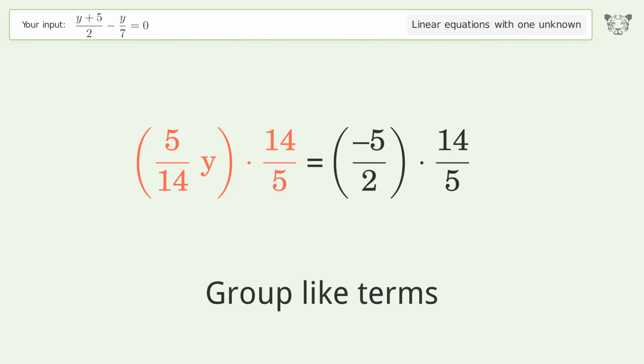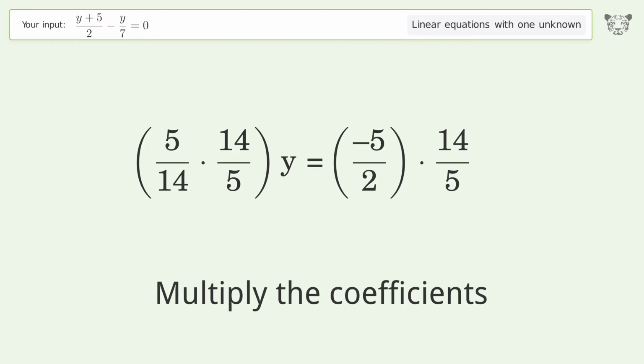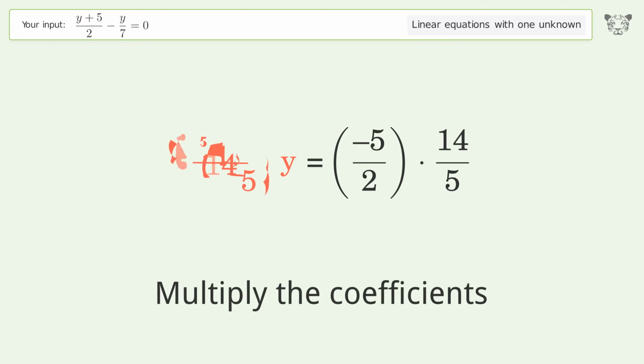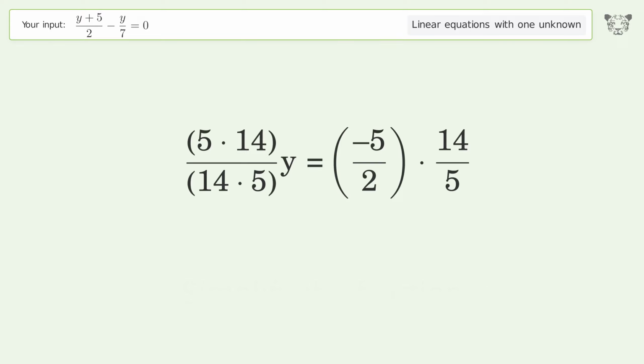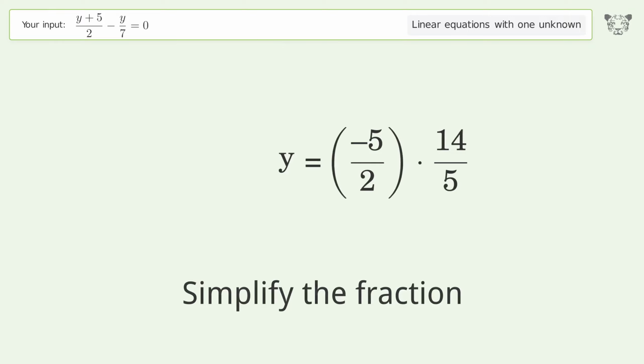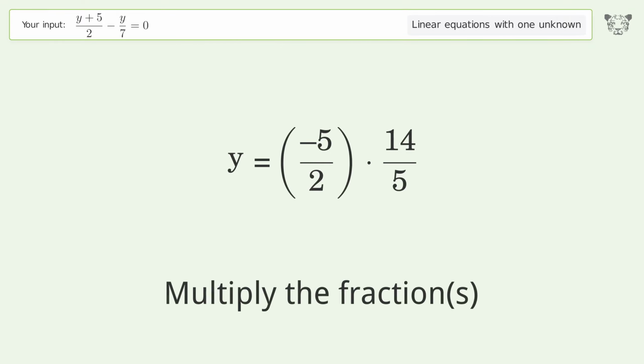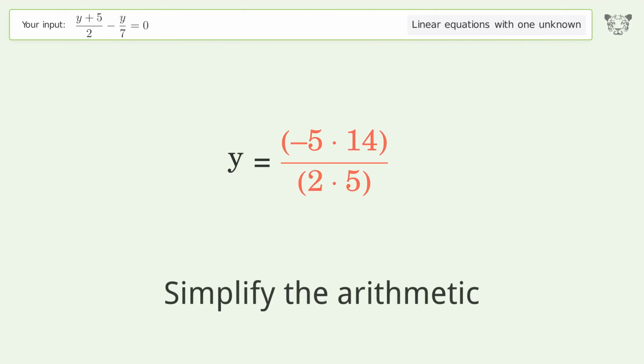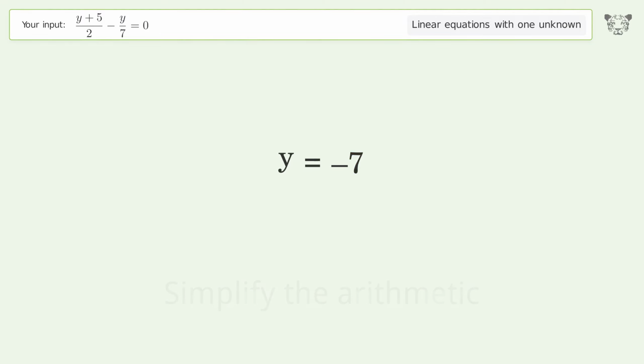Group like terms. Multiply the coefficients. Simplify the fraction. Multiply the fractions. Simplify the arithmetic. And so the final result is y equals -7.